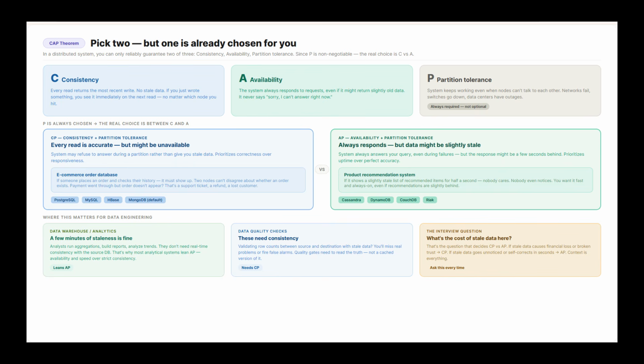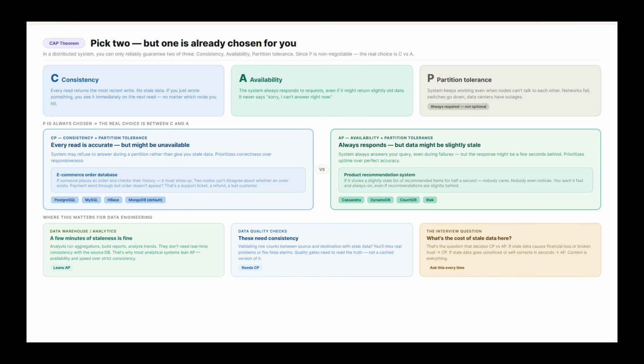So think about it this way. Your e-commerce order database, you really want consistency there. If someone places an order and then checks their order history, it better show up. You can't have 2 nodes disagreeing about whether an order exists. If the payment went through but the order doesn't appear, that's a support ticket, that's a refund, that's a customer you might lose, that's PostgreSQL territory, that's CP.